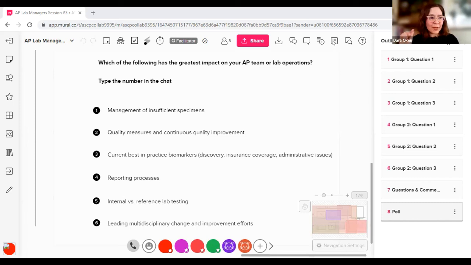If you don't mind typing in the chat just the numbers that are most impactful on your AP team and lab operations. This will help inform the future sessions related to NSCLC biomarker testing. Thank you for providing feedback on this question. We have this question posted in the Facebook group as well. Hopefully we can continue discussion related to that there.